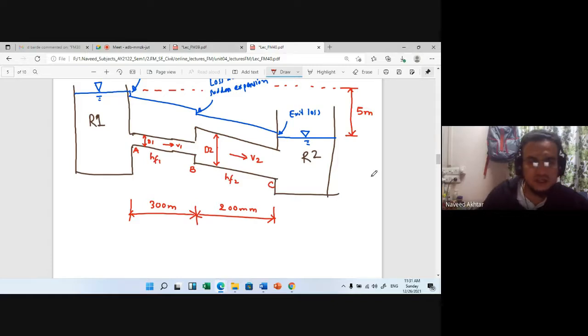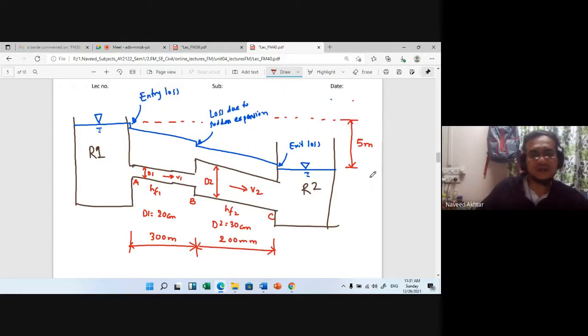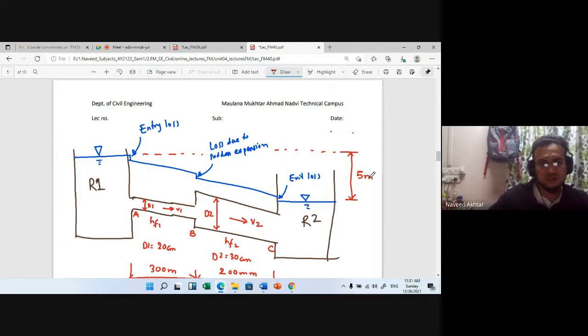Now from the figure we will come to know that D1 is also known. D1 is given as 20 centimeter, and D2 is given as 30 centimeter. All the values have been incorporated into this example. Okay, so when you solve the example, you have to write down the given values.